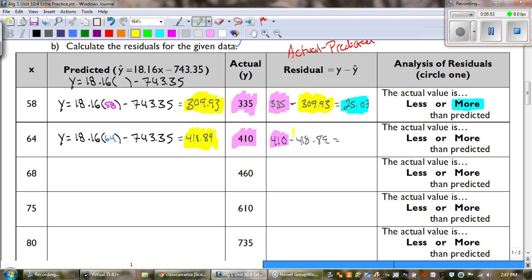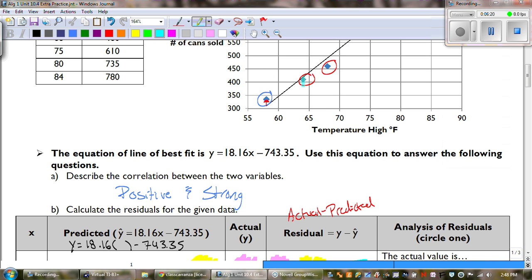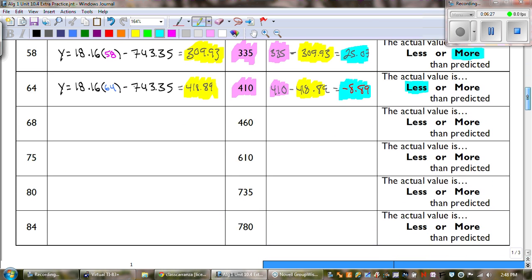I'm not going to tell you what it is. You tell me what it is. Did you guys get? Oh, it's a negative, isn't it? Negative 8.89. Yeah, so this time it's less because it's a negative number. And if we look at the graph once again, see that second point? Is it less? Yeah, by a little bit, right? Good, so that means we're doing it right.